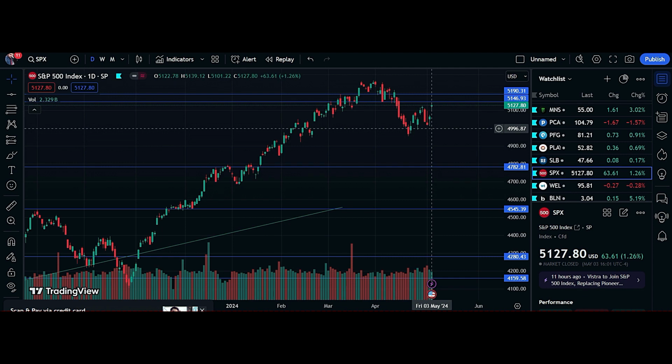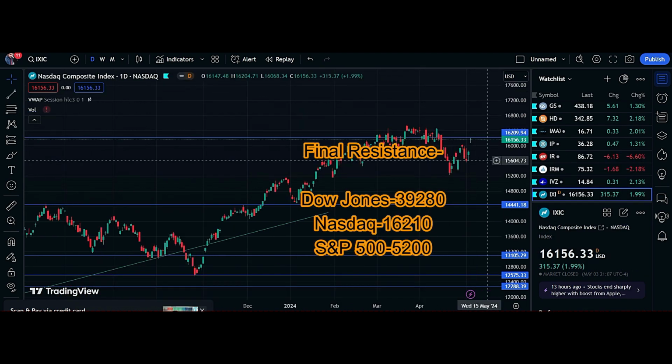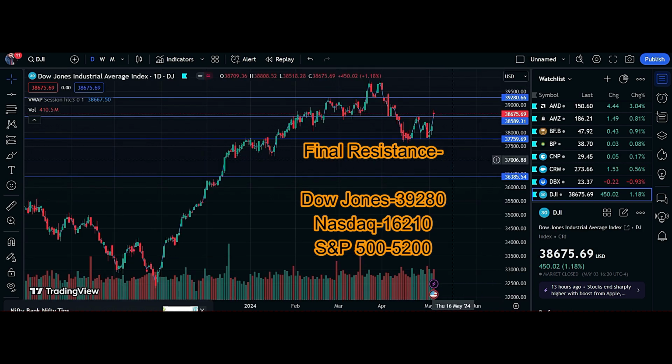So the important resistance for S&P 500 is 5,200. For Nasdaq, it is 16,210, and for Dow Jones it is 39,280.